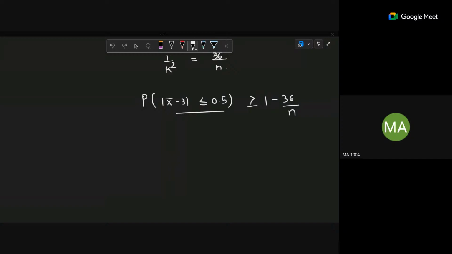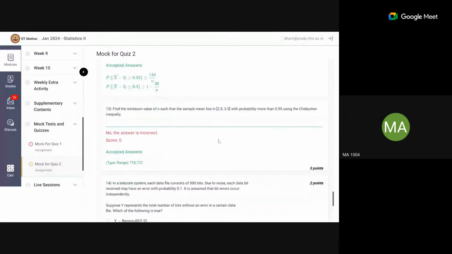Okay, that's how we use this Chebyshev inequality. These inequalities have their own significance, so be clear with these concepts.